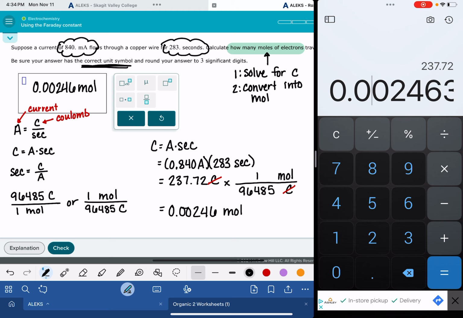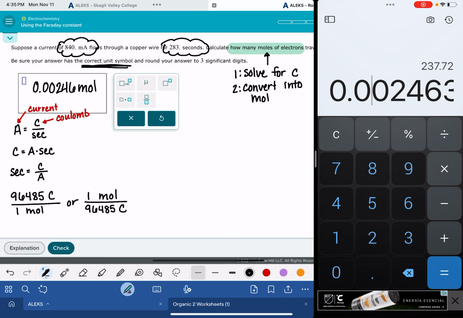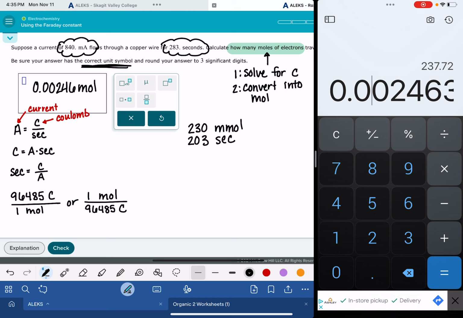So just so that you have a complete set of examples of how you would do this, I'm going to do another version of this problem that would involve using one of these other equations, just so that you get some practice. The next version of the problem I'm looking at on my computer right now says that we have 230 millimoles and 203 seconds, and it wants to know what the current is. It says calculate the size of the current that must flow.